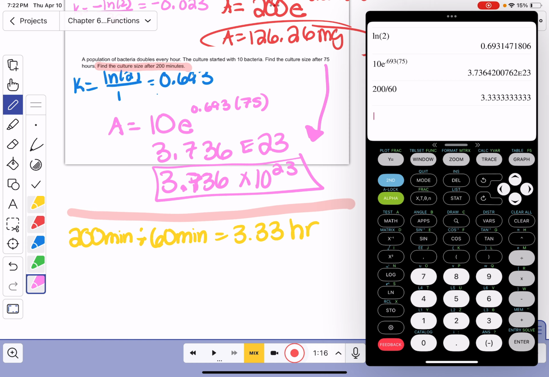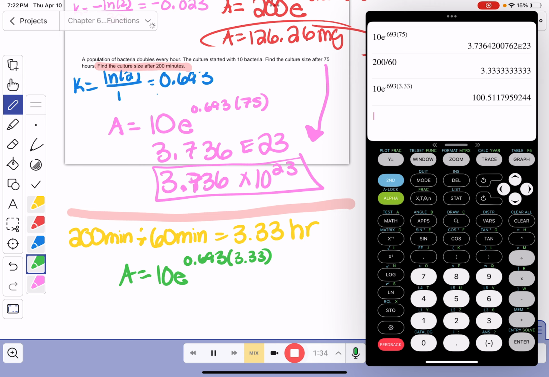So this pink is how much bacteria there is after 75 hours. The yellow is going to be the 200 minutes. So we're going to do that same equation, 10 times E to the 0.693, but now instead of 75, we're going to do 3.33. So 10 E 0.693 times 3.33 gives us 100.51 bacteria. So in 3 hours, there's only 100. In 75 hours, there's 3 with 23 places after. That's a ton of bacteria. It grows really fast. It's gross.